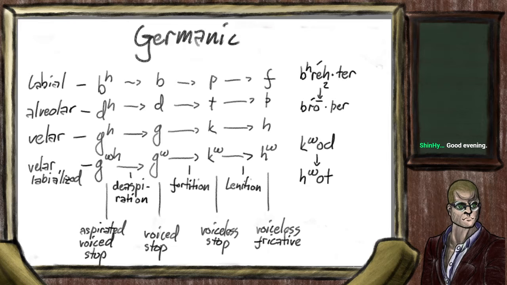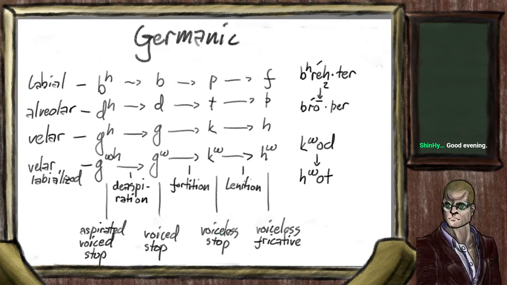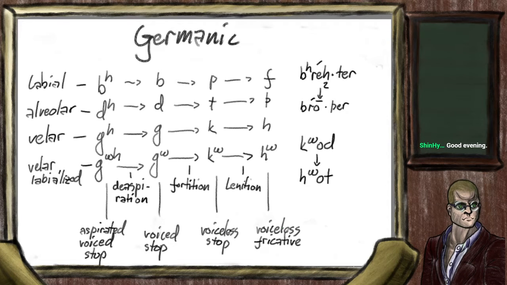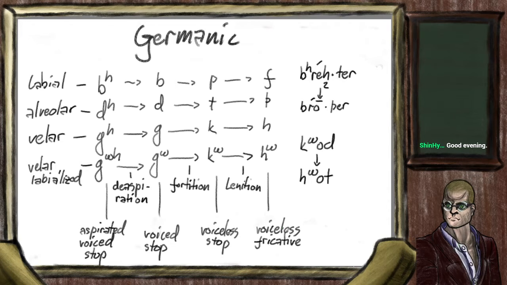So you go from stops, these are consonants where you actually tension against your mouth and then release it, to fricatives, where you produce a turbulent airflow. So, for example, f.